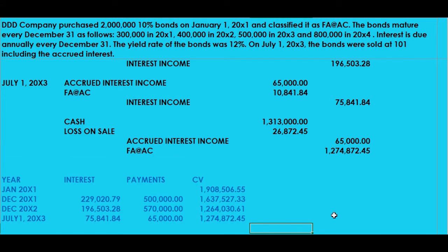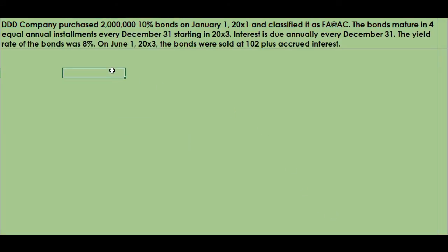Proceed tayo sa last problem. So, this is now actually similar siya doon sa ating previous problem. Magmamature daw ng 4 equal annual installments, pero ang problema, deferred yung annuity natin kasi ang payment natin is actually starting pa ng 20x3. Okay? So, anong mangyari ngayon dyan?